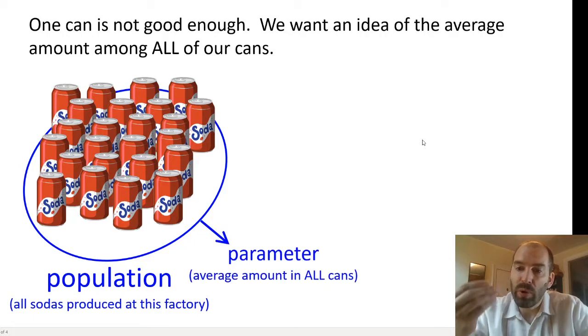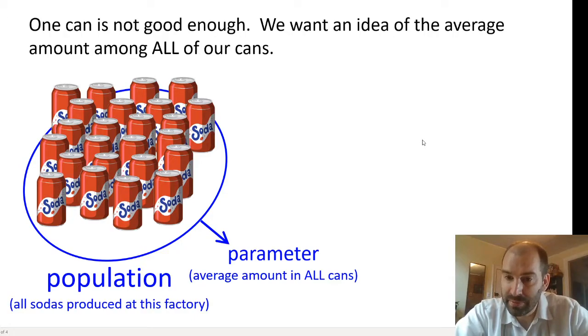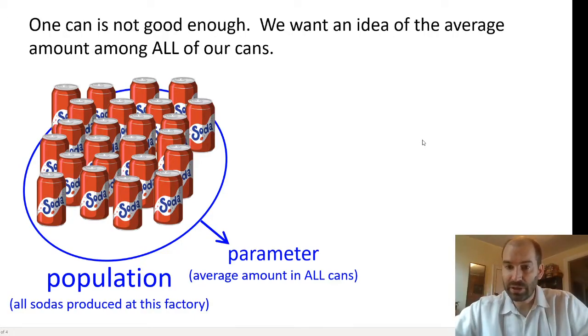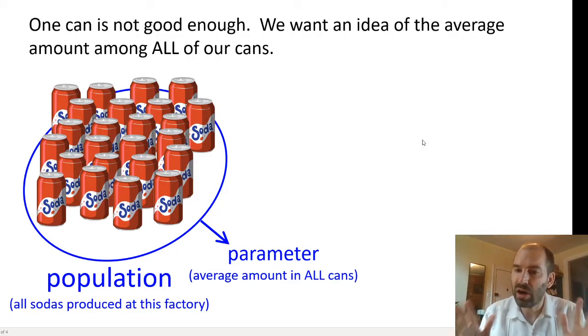And what we want to know about the population is the average amount in those cans. And that's called a parameter. Okay, so notice how this is distinguished from a variable. The variable is a measurement that we make on a specific can. The data is the values that we collect. The parameter is a summary of those values.